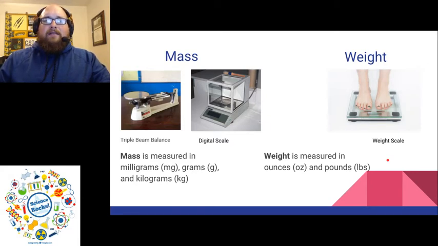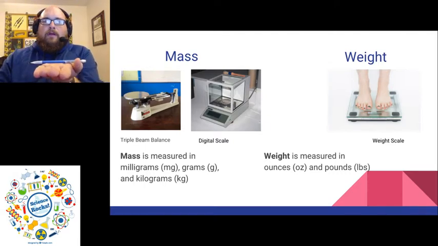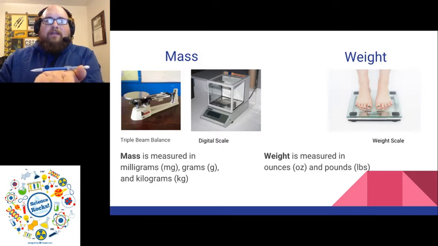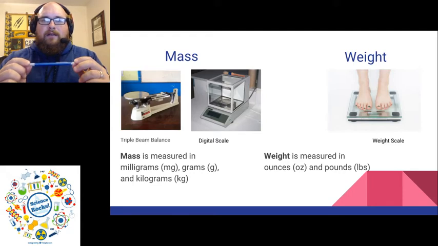So when I get the mass in grams of this pencil, and then I put this on a weight scale, okay, that measures its weight, we should see different things. Now, weight is just the effect of gravity's pull on this pencil, whereas mass is not affected by gravity. Mass is the same for this pencil, whether it be here on Earth, on Mars, Jupiter, or just out in space. The mass will never change, but the weight will change drastically depending on the effect of gravity.